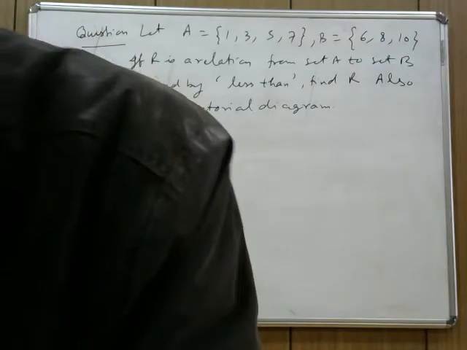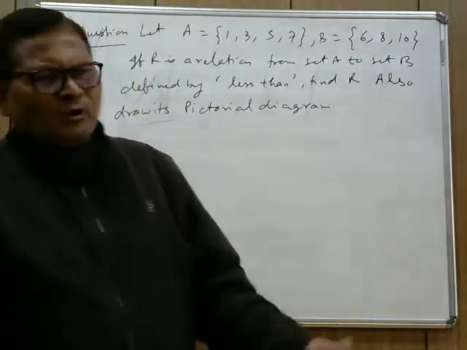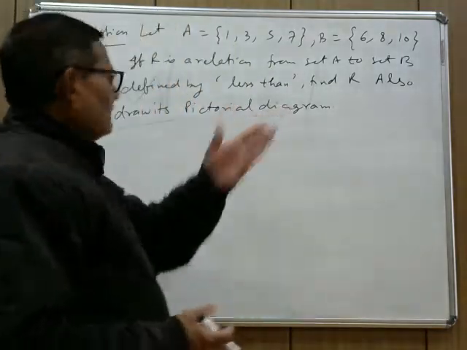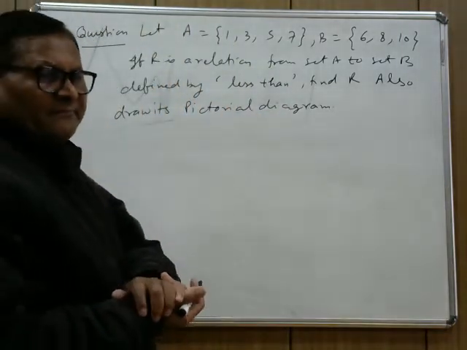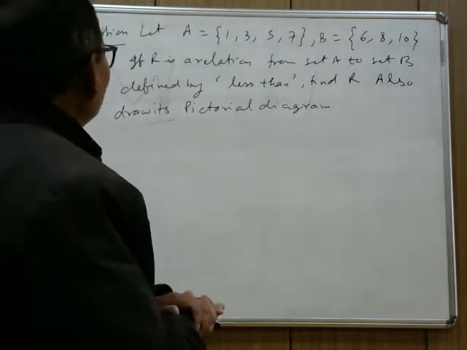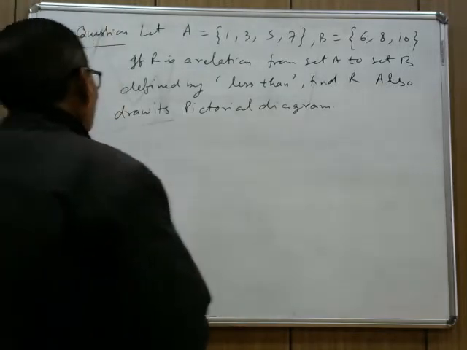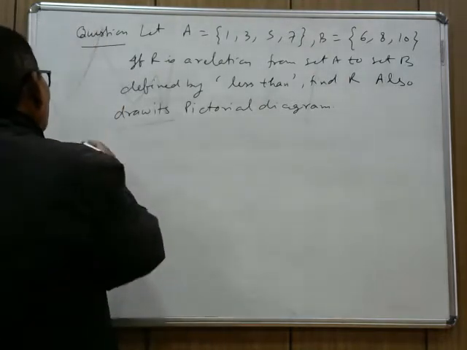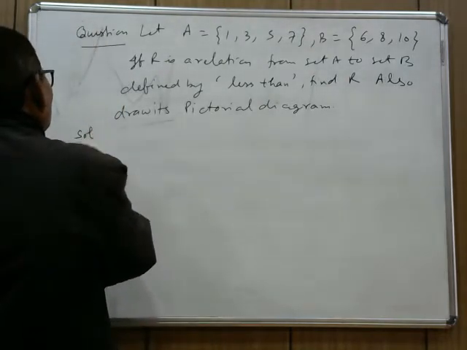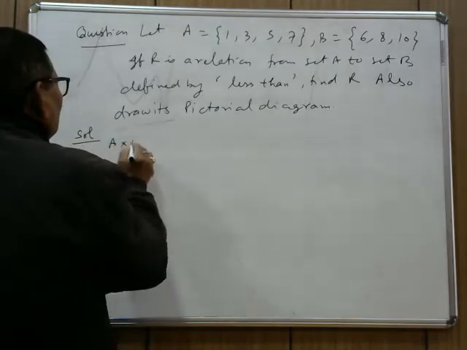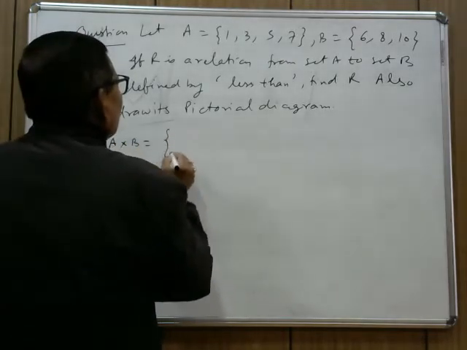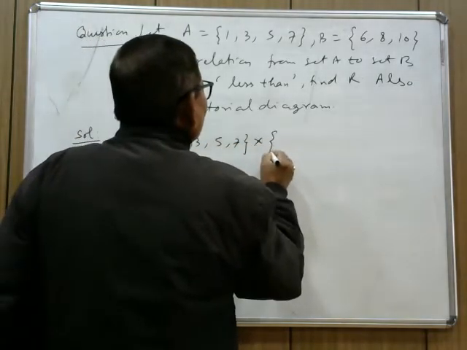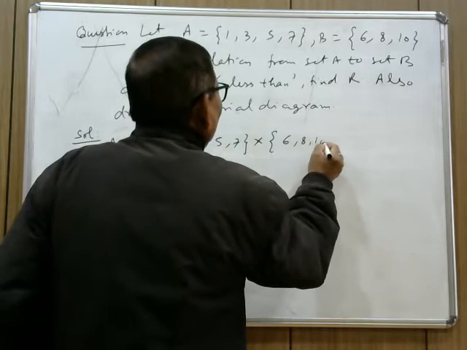Visual representation of the same thing. Arrow diagram, pictorial diagram, visual representation, same thing. It can be asked with different names and they have the same meaning. So now you see, first, in order to find the elements of the relation, you find A cross B. A cross B equals the set A {1, 3, 5, 7} cross {6, 8, 10}.